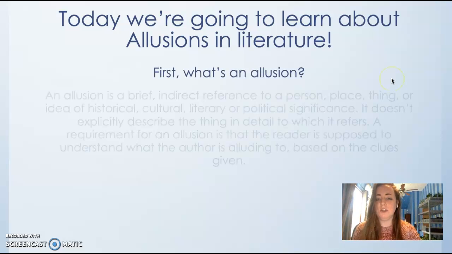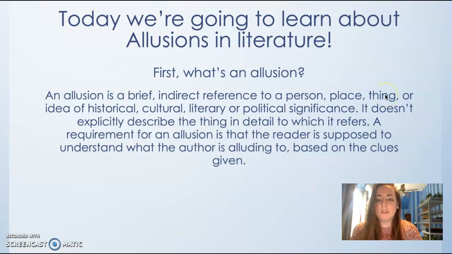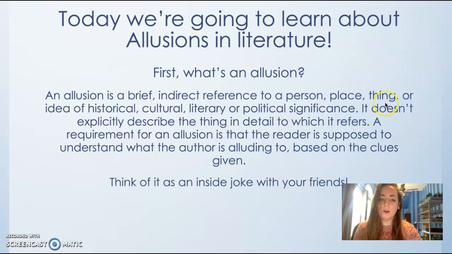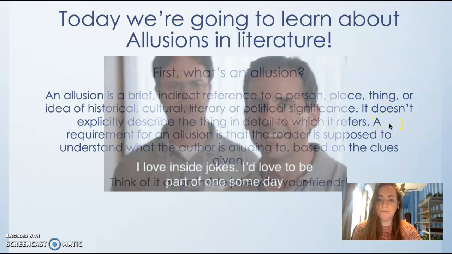First, what's an allusion? An allusion is a brief, indirect reference to a person, place, or thing, or an idea of historical, cultural, literary, or political significance. It's a big definition. It doesn't explicitly describe the thing in detail to which it refers, and a requirement for an allusion is that the reader is supposed to understand what the author is alluding to based on the clues given. So it's almost like a hint, or like an inside joke with your friends.